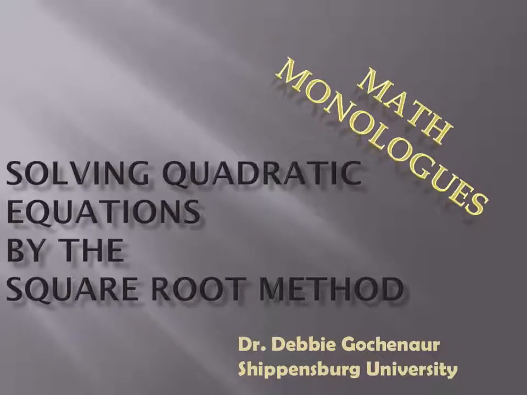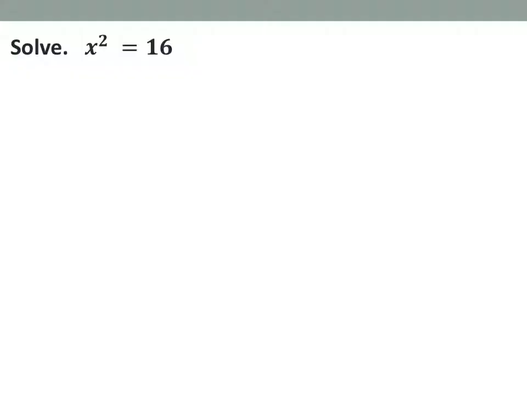Let's take a look at solving quadratic equations using the square root method. We can use this method when we see that both sides of the equation are perfect squares. Now it works when the right-hand side is not a perfect square, but it also works when it is, and it's prettier when it is. So let's do this one.